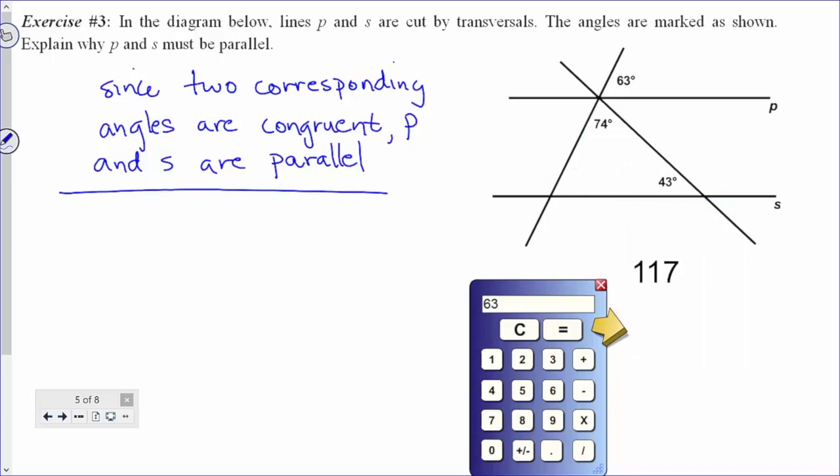Okay, because these three angles must sum to 180 degrees, we could do the same idea that we did before. We could take the 63 and the 74, and add them to get 137 degrees. I won't even use the calculator for that. We could then do 180 minus 137, and we'd get 43 degrees. So this angle would have to be 43 degrees.